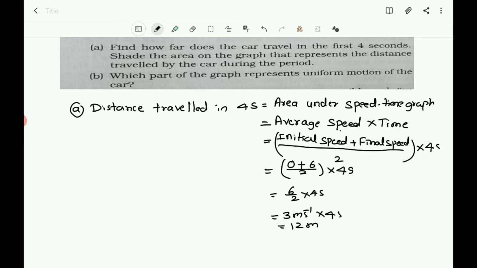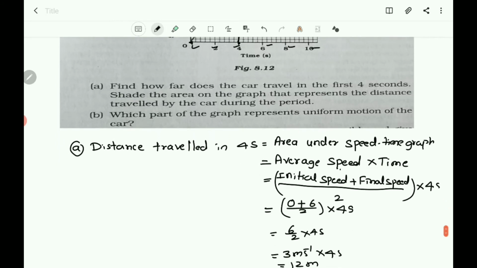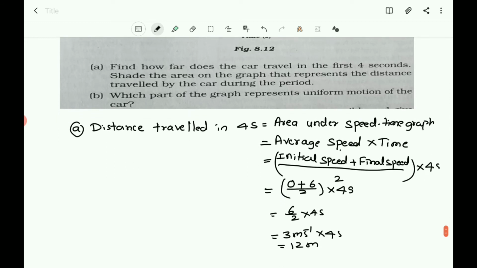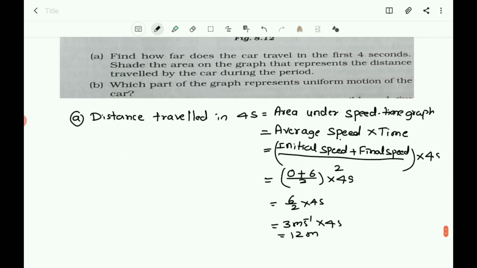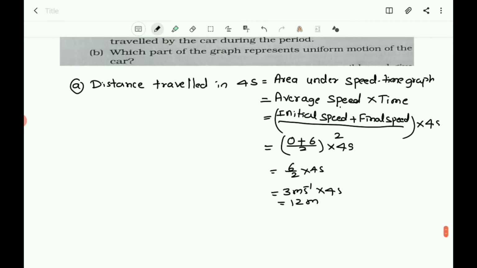See the graph here. Speed at 0 second is 0. Speed at 4 seconds is 6. So average speed is 0 plus 6 by 2, and time is 4 s. So it is 6 by 2 into 4 s, that is 3 m s to the power of minus 1 into 4 s, because speed is measured in m s to the power of minus 1. Therefore, write: distance traveled in 4 seconds is equal to 12 meters.